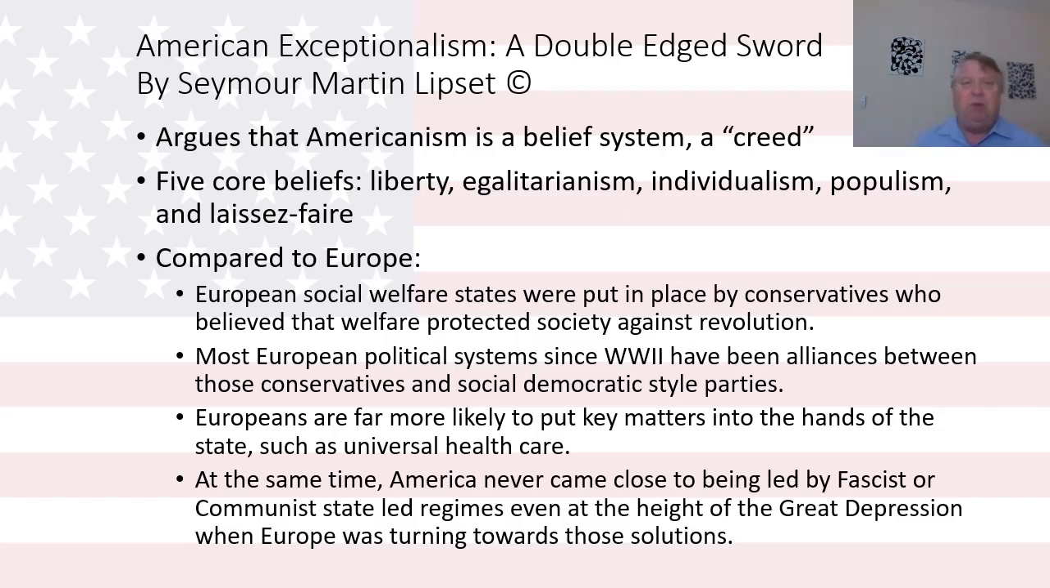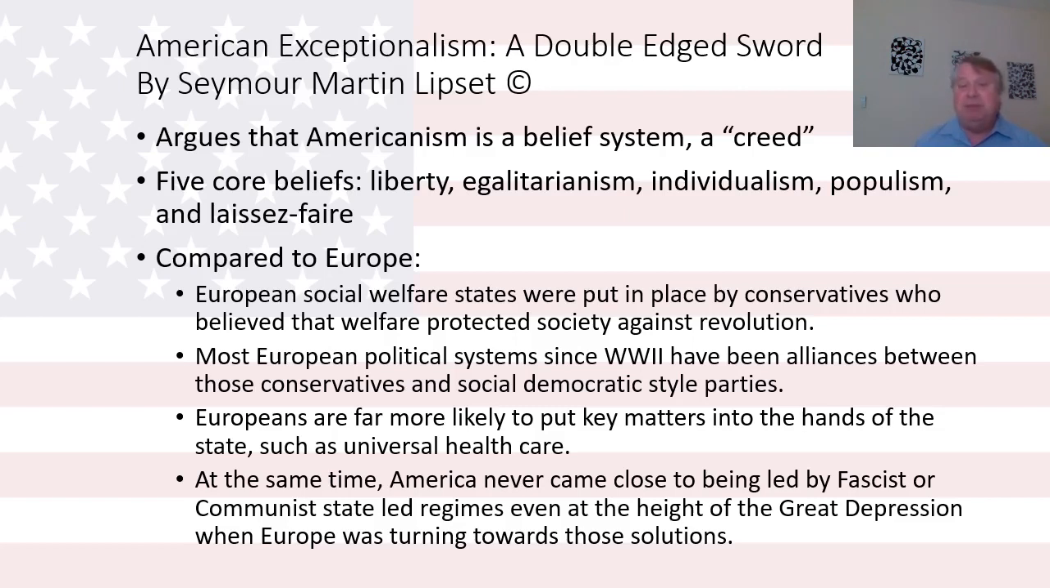So some of those, for example, liberty, egalitarianism, individualism, populism, and laissez-faire-ism, we should probably say. So, for example, compared to Europe, European countries developed social welfare states very early on, late in the 19th century, early 20th century. Most Europeans had a social welfare state that were put in place by conservatives, not necessarily by socialists. And the reason they did that in many cases is they believed that providing welfare would help protect society against revolution. So most European countries have social welfare states not because they were socialistic, but rather because the conservatives believed that this was the best way of conserving their societies.